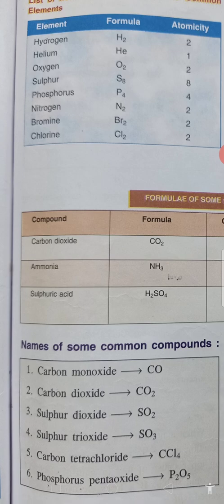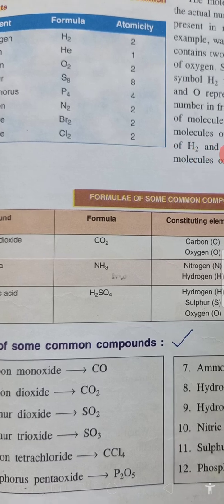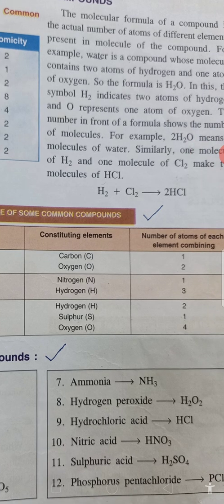Sulfur trioxide, SO3, means it is made up of one atom of sulfur and three atoms of oxygen. Then carbon tetrachloride, CCl4, is made up of one atom of carbon and four atoms of chlorine. Phosphorus pentaoxide, P2O5, is made up of two atoms of phosphorus and five atoms of oxygen. Then children, ammonia. Ammonia is NH3, which is made up of one atom of nitrogen and three atoms of hydrogen. Hydrogen peroxide, H2O2, is made up of two atoms of hydrogen and two atoms of oxygen. Hydrochloric acid, HCl.